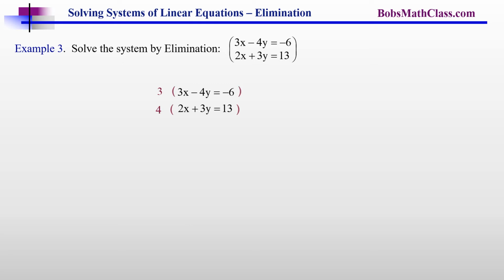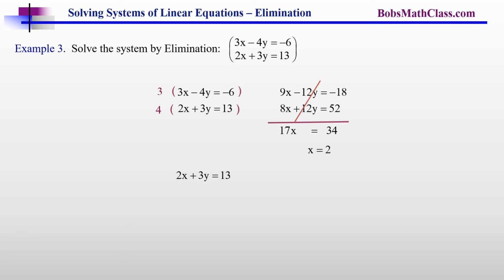So we're going to multiply the top row by 3. That'll make the coefficient of the y a negative 12. And then we'll multiply the bottom row by 4. That'll make the coefficient of the bottom row a positive 12. Make sure you multiply 3 all the way through on the top row and 4 all the way through on the bottom row. The y's cancel. 17x equals 34, divided by 17, and we get x equals 2.